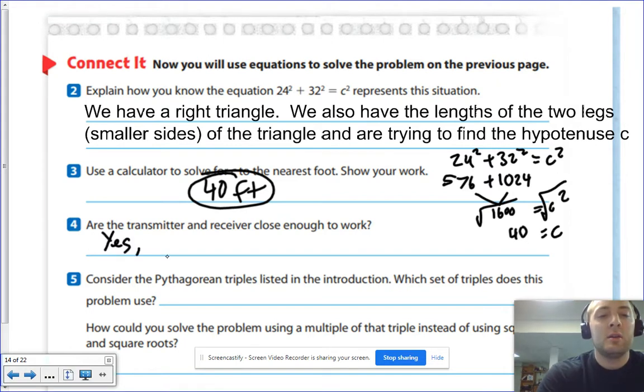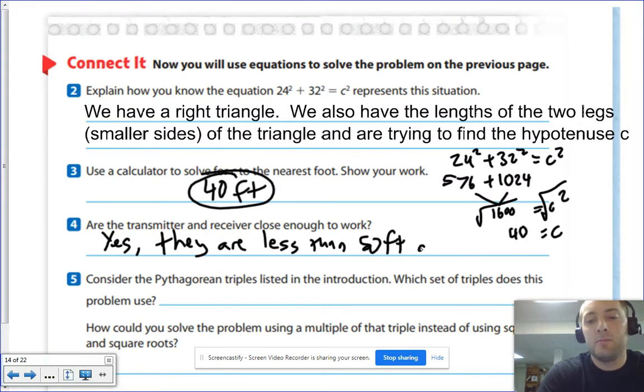Absolutely. They are less than 50 feet apart. Because they're 40 feet apart.